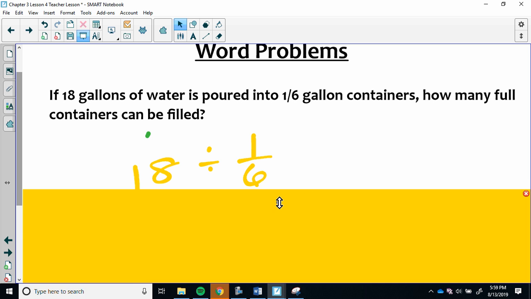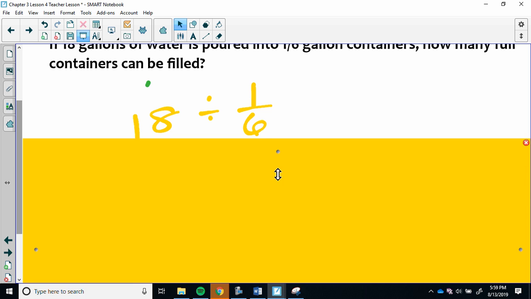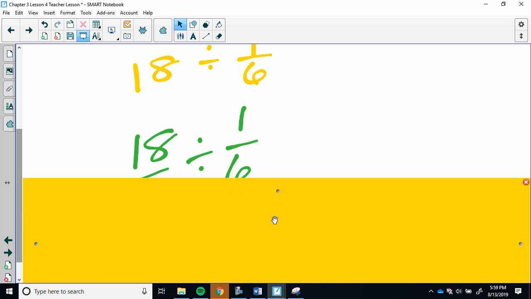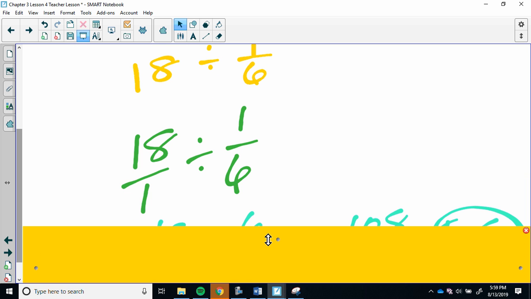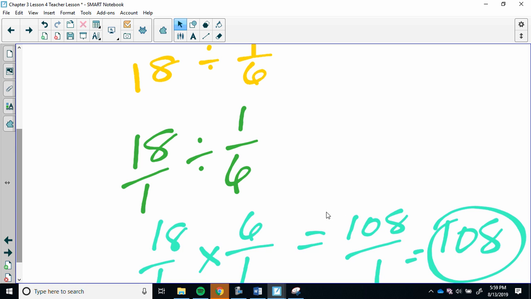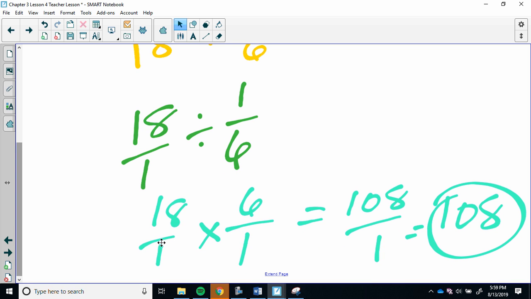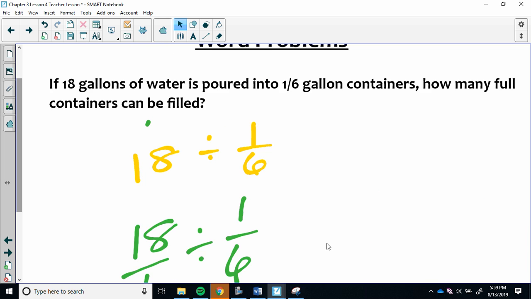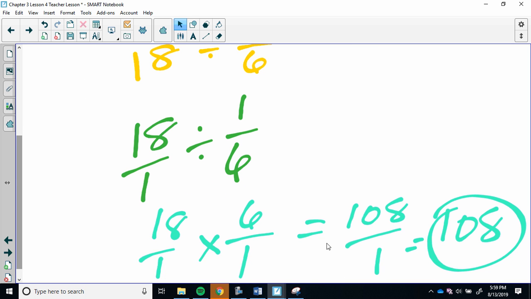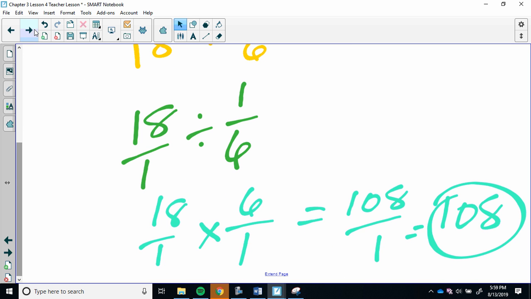They're both gallons. So next I'm going to change the whole number to a fraction, 18 over 1 divided by 1 over 6. And then I'm going to make it a multiplication problem. 18 over 1 times 6 over 1. 18 times 6 is 108. 1 times 1 is 1. 108 divided by 1 is 108. So we have 108 containers that can be filled.